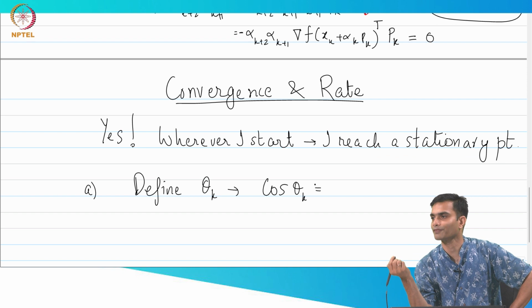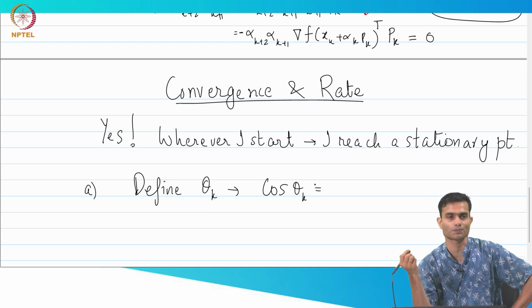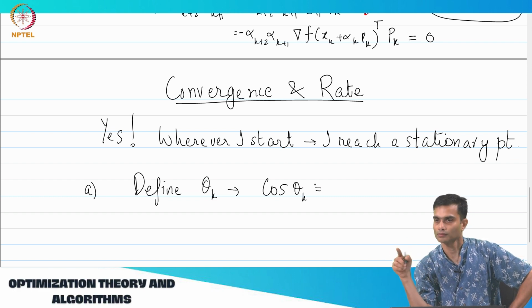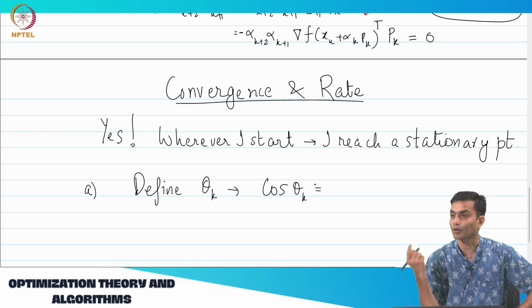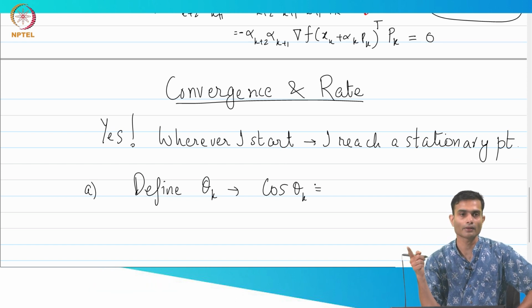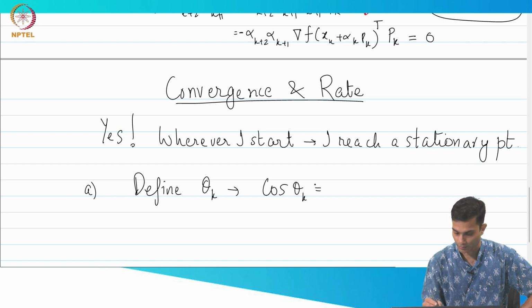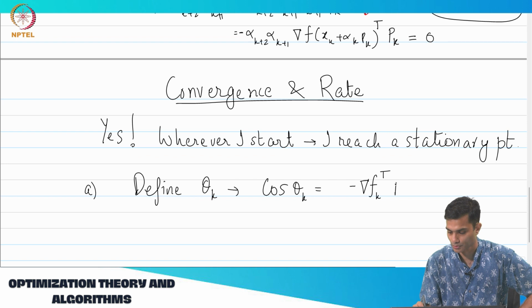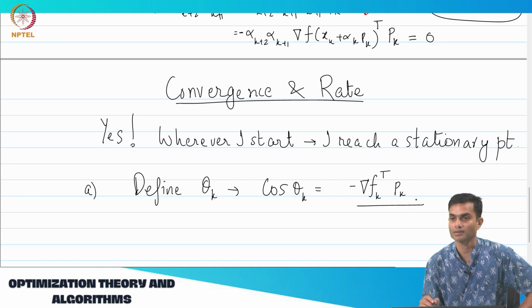Right, we just use the definition of inner product. What is the inner product of, if I say A transpose B, what is it equal to? Norm A, norm B, cosine. That's the same thing I'm going to use here. And what are the two characters I'm interested in? The descent direction pk and the negative gradient. So this is going to be minus grad fk transpose pk, and since it's cosine I need to normalize it.